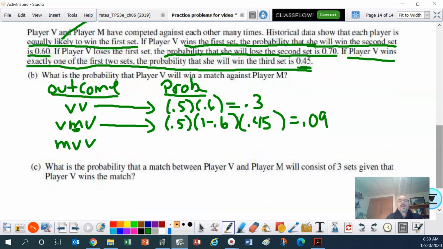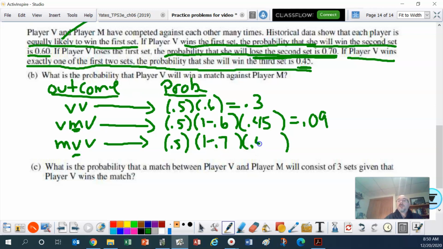Okay. And here, again, she still has a 50% chance that she's going to win or lose that first match. All right. And now the next part, she wins the second match. Well, here it says the chance that she loses the second match is 0.7. So I got to go 1 minus the 0.7 because she won it. See, she won it. And then times the 0.45. And that gives me 0.0675.